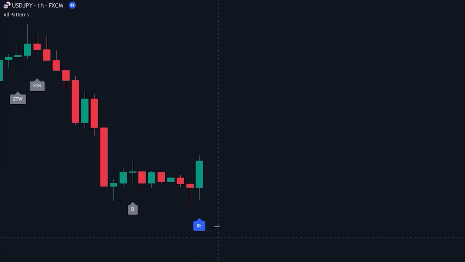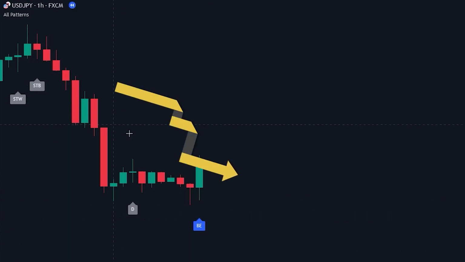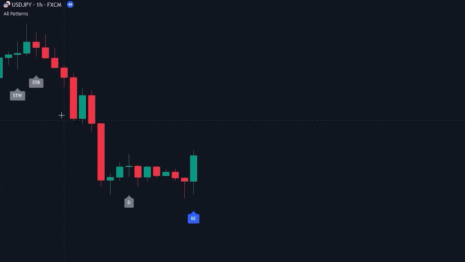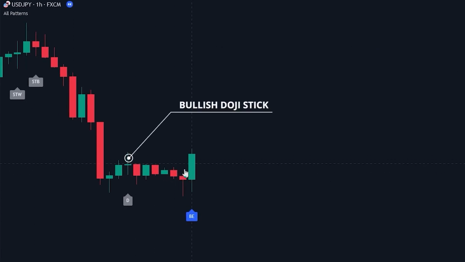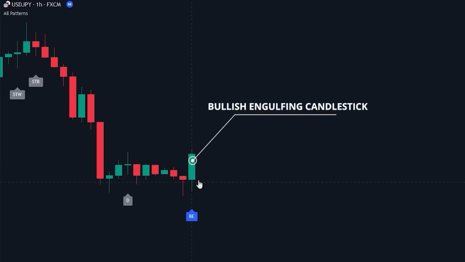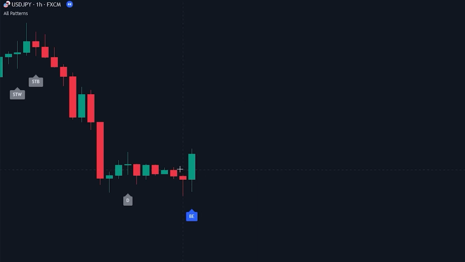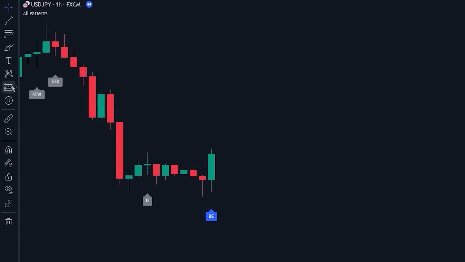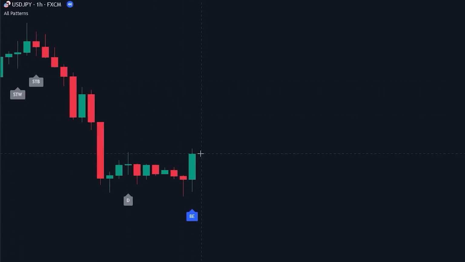Here we can see that the price was in a bearish trend. However, during this bearish trend, we can see that a bullish doji candlestick formed, indicating a potential trend reversal. Along with this, we can also see a bullish engulfing candlestick. Both of these signals indicate that the price may make a bullish trend reversal or a short bullish pullback. Because of this, let's enter into a buy position here.